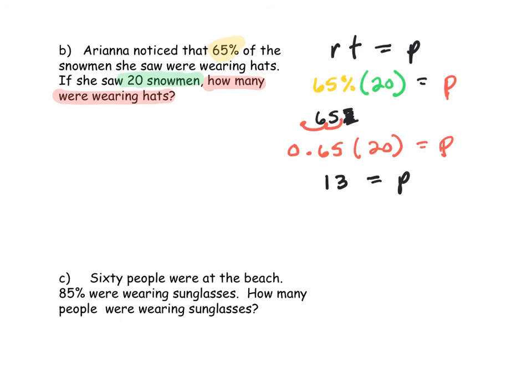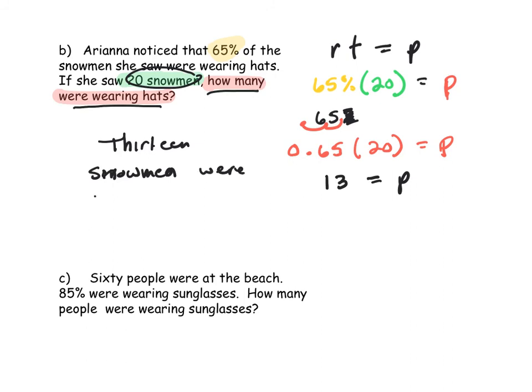So once again, let's check for the reasonableness of our answer. Our question was how many snowmen were wearing hats? There were a total of 20, so yes, 13 is part out of 20. So we can write 13 snowmen were wearing hats. Apparently I'm having trouble spelling snowmen.